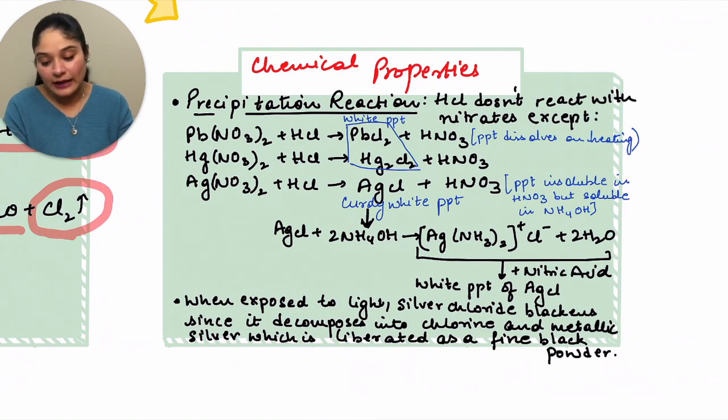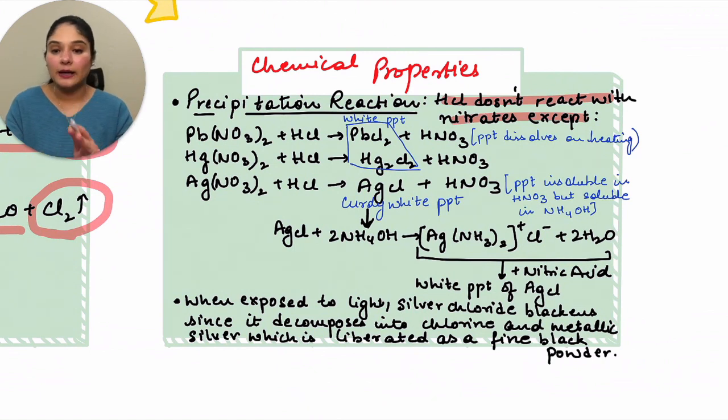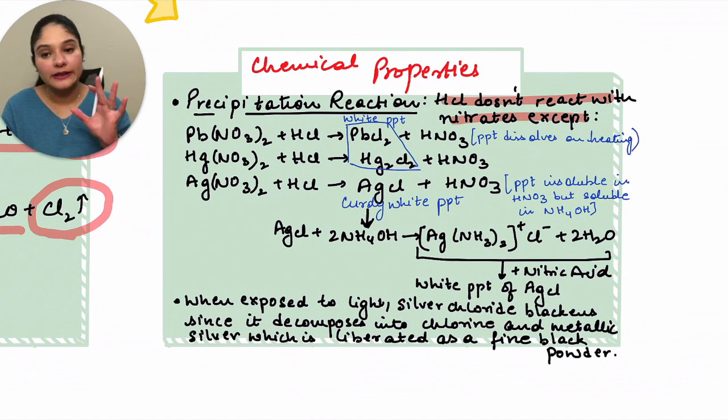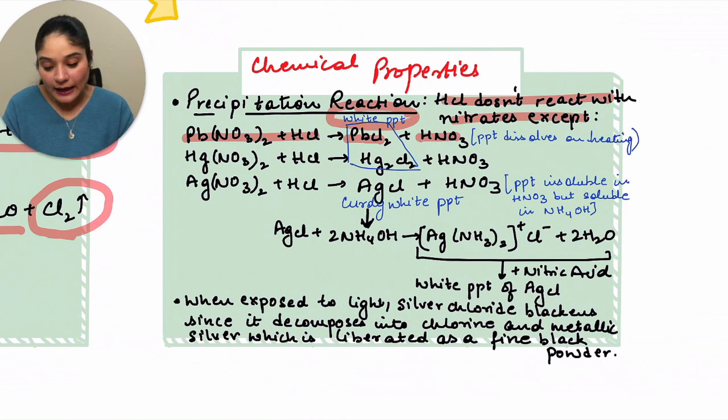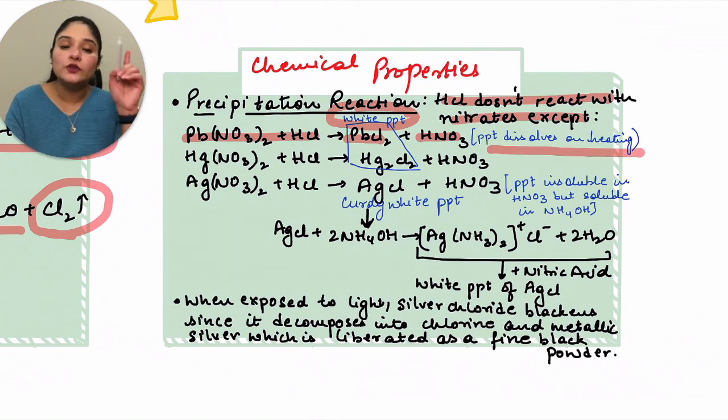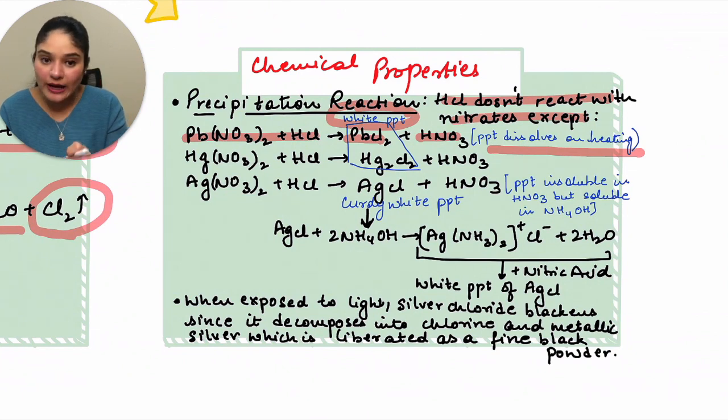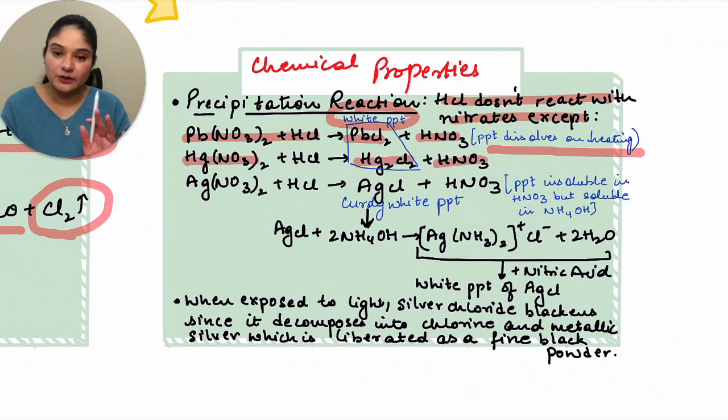So, HCl gas does not react with nitrates. Generally it does not react with nitrates except lead and mercury. Okay. So, lead, mercury and silver nitrates, it does react. When we talk about lead nitrate, you get PbCl2 plus HNO3. This is a white precipitate. Okay. And the PPT for lead dissolves on heating. So, if you keep heating it, the precipitate that you got for lead will eventually dissolve. Now, when we talk about mercury, you get Hg2Cl2 plus HNO3.